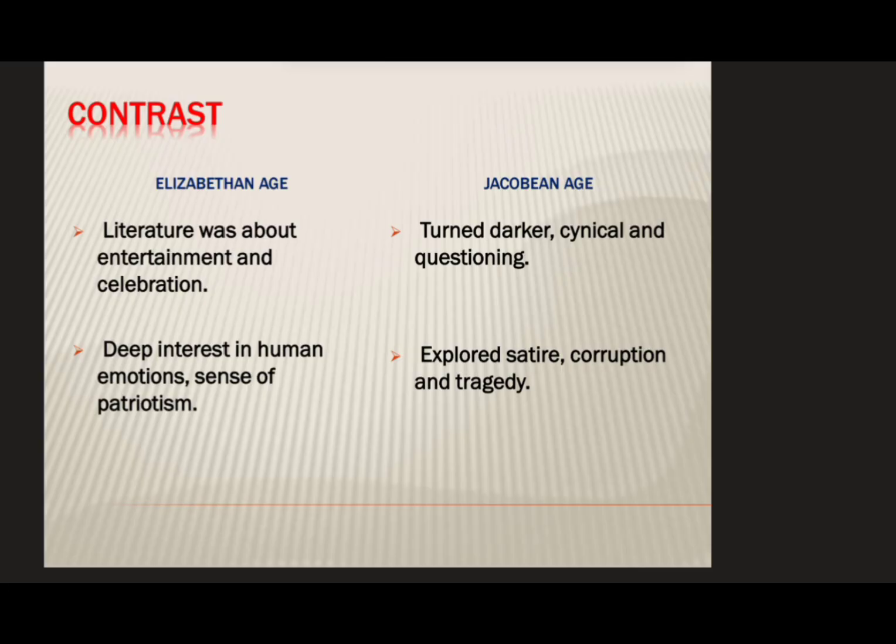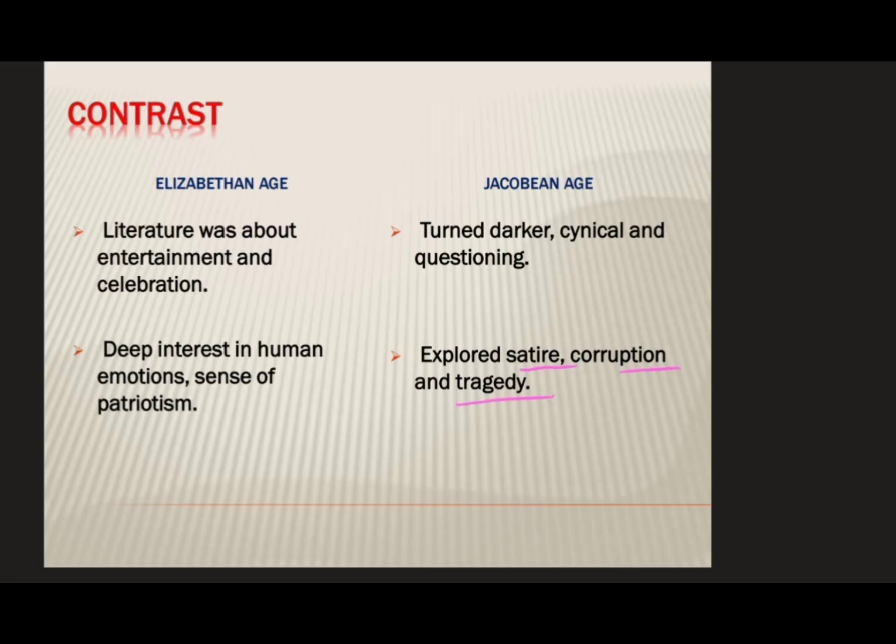The next contrast is deep interest in human emotions and sense of patriotism seen in Elizabethan age. People were more loyal to Queen Elizabeth. That sense of patriotism was seen in the literature. Also, the deep interest in human emotions, human life was also seen in the literary works. But in the Jacobean age, writers started exploring satire, corruption, and tragedy.